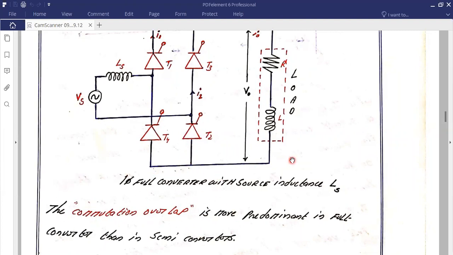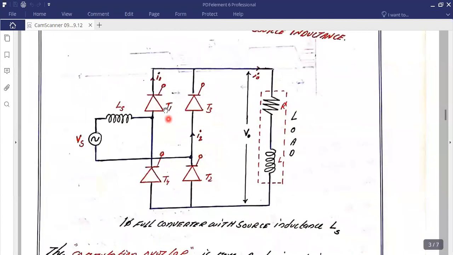This commutation overlap is considered mostly in the case of a full converter, rather than a semi converter. Why we do not get it in the case of a semi converter is because in a semi converter you have two SCRs and two diodes, isn't it? Two SCRs are operating, as they are controlled devices. Two diodes are operating. They are going to be turned off automatically at the phase value. So there is no negative voltage prevailing across the devices.